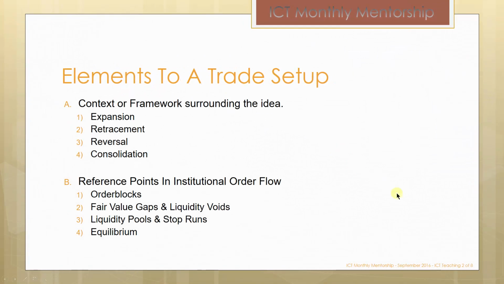Now, in the first video, I gave you elements to a trade setup, and I gave you two characteristics to it. There's context and framework around the trade, and then obviously those refer back to institutional order flow. So you have to be able to bridge the two, understanding expansion, retracement, reversal, and consolidation, and applying them to, respectively, order blocks, fair value gaps, liquidity voids, liquidity pools, stop runs, and equilibrium. What does that mean for us, for instance, in its scope of price? How can we use these ideas and make them applicable to price?